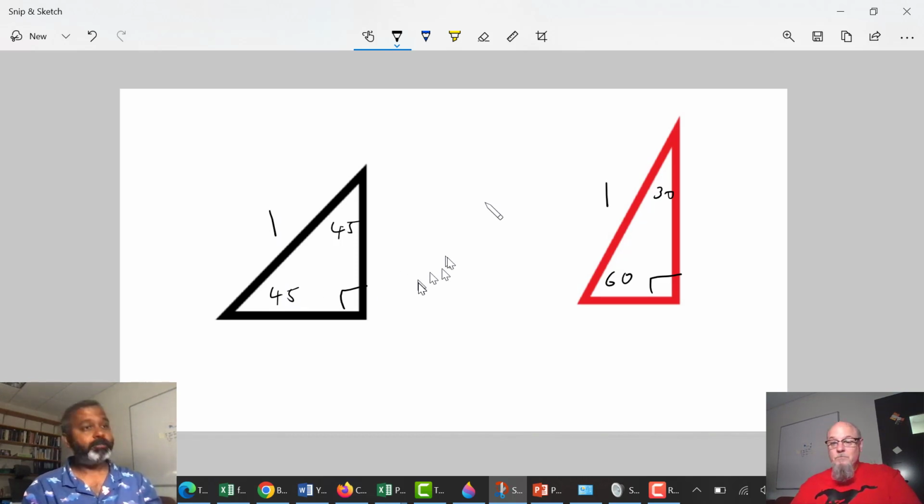So the way I would do this one is, since it's an isosceles triangle, these two sides are the same, the sides are equal, so I'm just going to call them x and x.